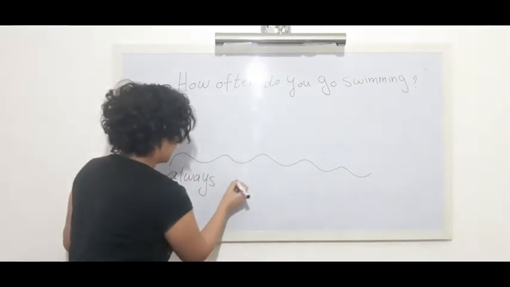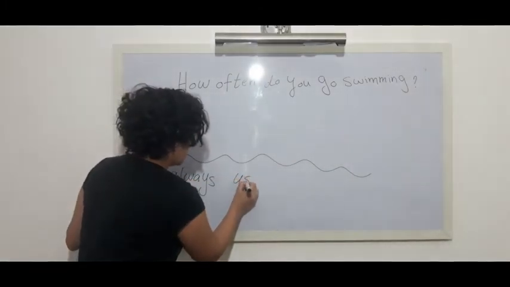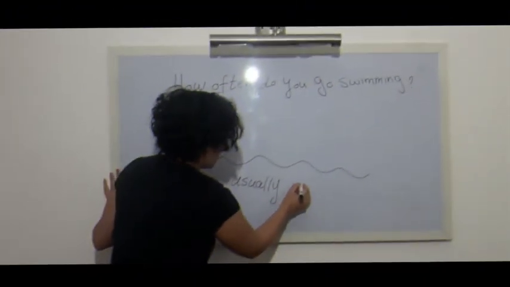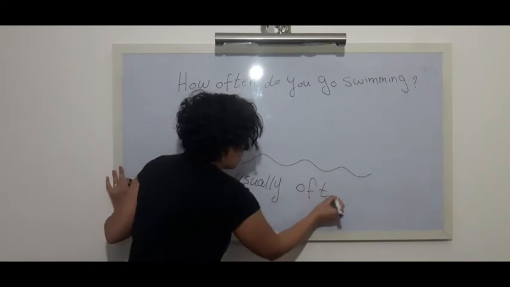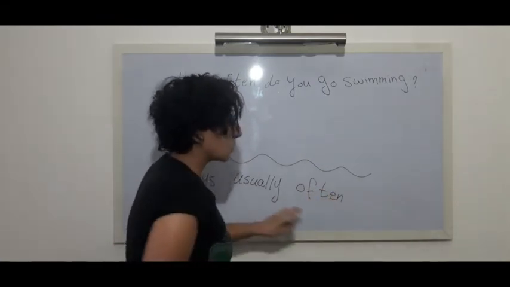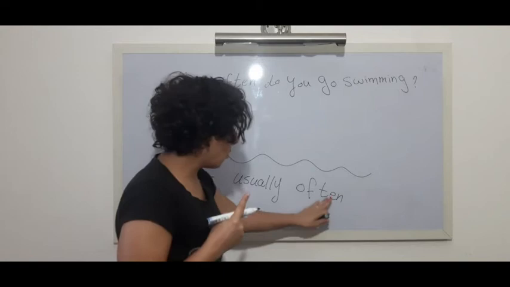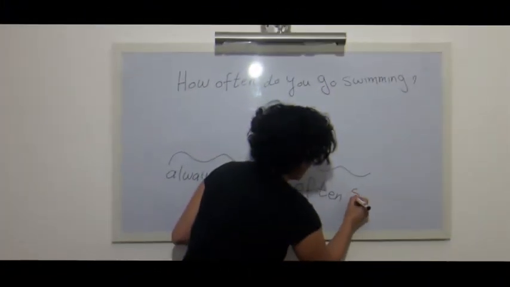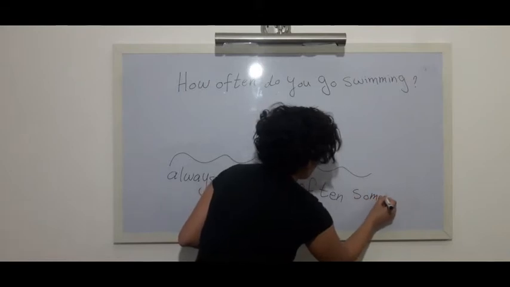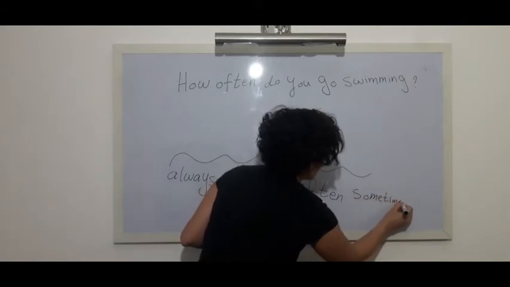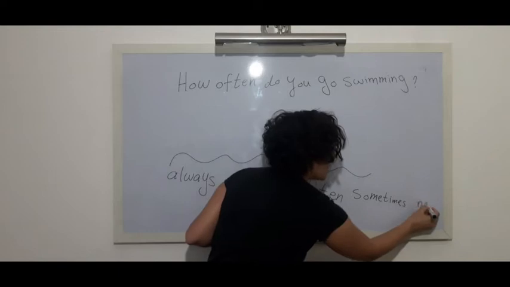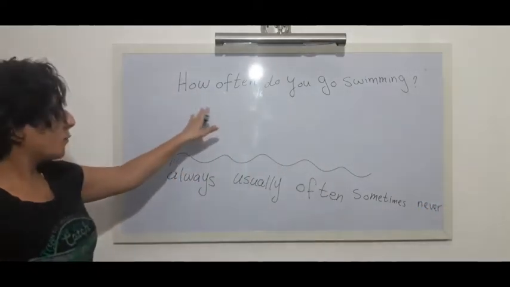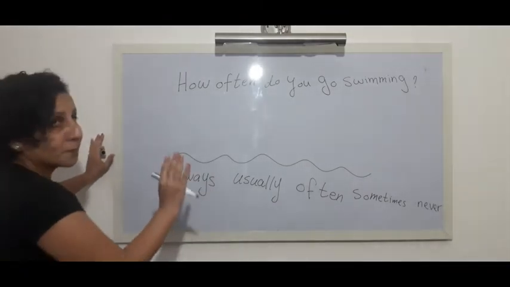Always. Usually. Often. It's often or often. Both are right. Sometimes. Finally, never. Okay. How often do you go swimming?